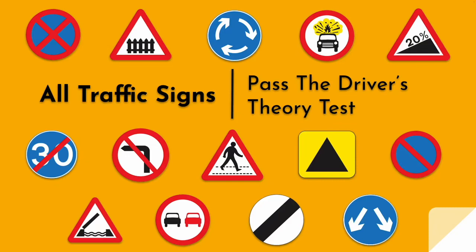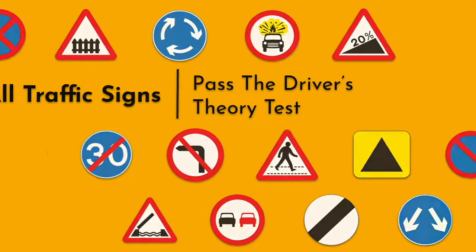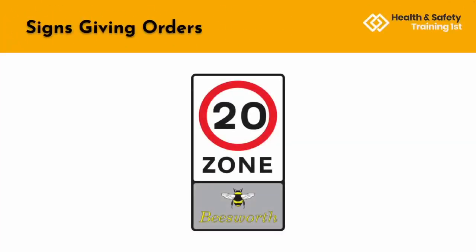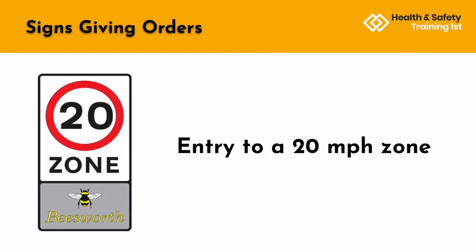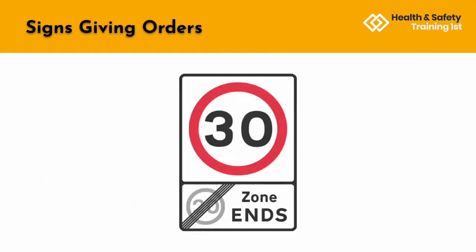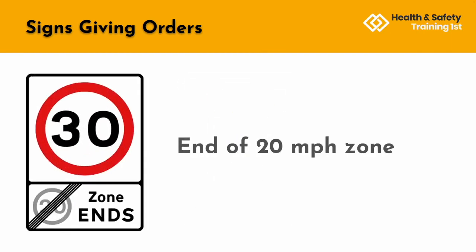In this video, we'll be covering all the traffic signs required to pass the driver's theory test. Signs giving orders. Signs with red circles are mostly prohibitive. Plates below the signs qualify their message. Entry to 20 mph zone. End of 20 mph zone.